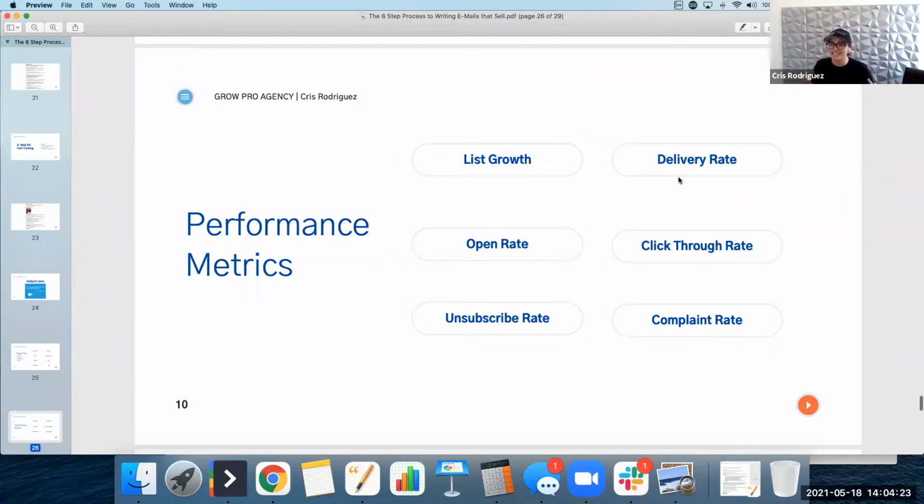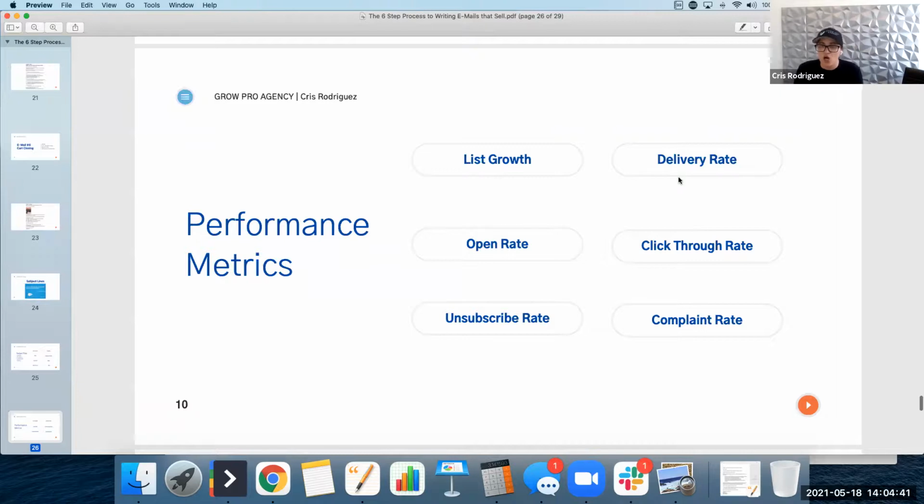There's just leads that take longer to convert than other leads. Okay. You then have your delivery rate. This is the percent of messages delivered to the recipient's inbox relative to the number of emails sent. So we want to aim for a delivery rate of about 95%.